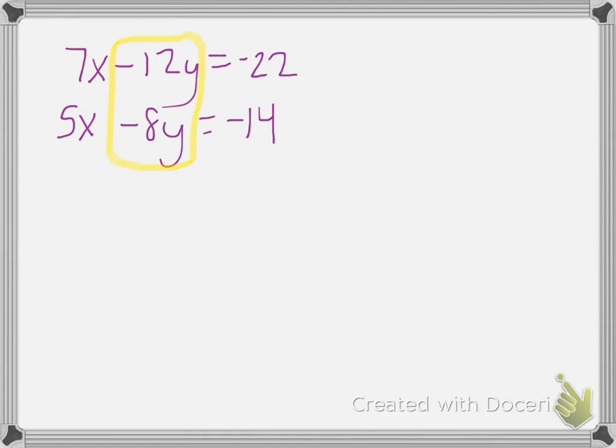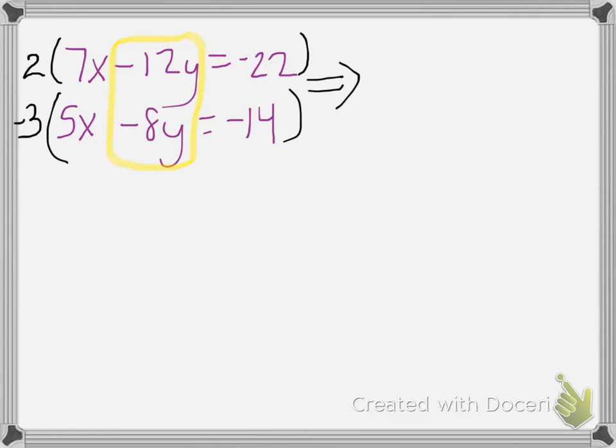You have a calculator, but I'm going to multiply this top one by a positive 2, but I'm going to multiply this bottom one by a negative 3. The reason I'm choosing the negative is because I want this negative 8y to turn into a positive 24y. So 2 and 3 are factors, both common factors of 12 and 8, and I'm looking for the least common multiple between those two. It just keeps the numbers smaller.